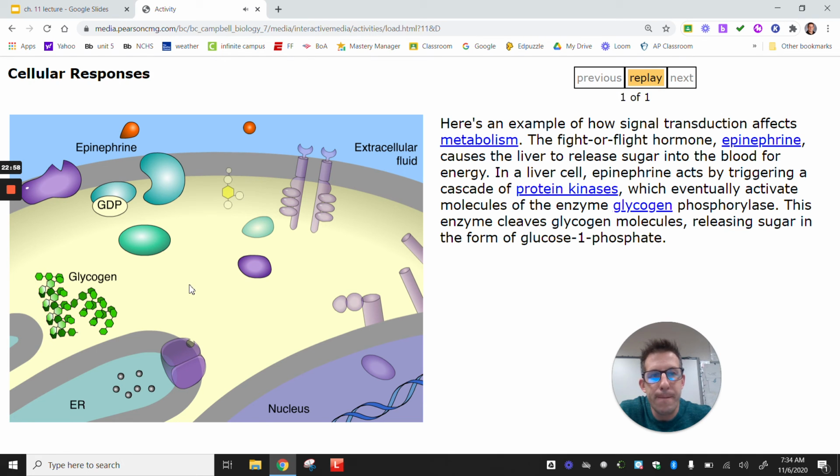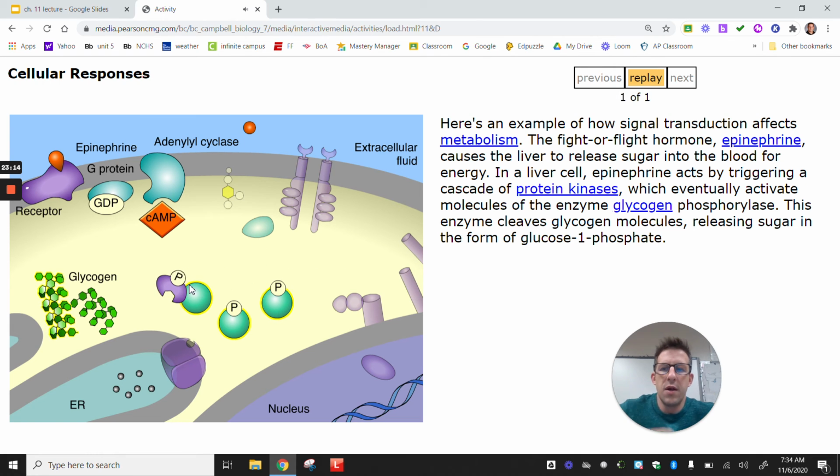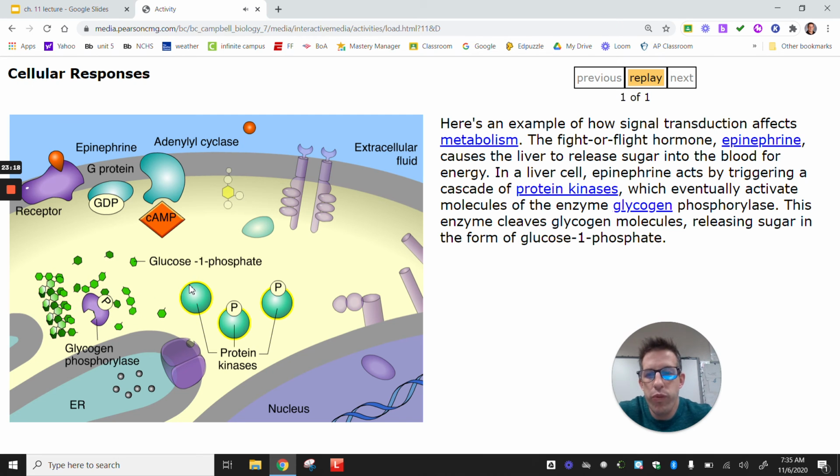Here's an example of how signal transduction affects metabolism. The fight or flight hormone epinephrine causes the liver to release sugar into the blood for energy. In a liver cell, epinephrine acts by triggering a cascade of protein kinases, which eventually activate molecules of the enzyme glycogen phosphorylase. This enzyme cleaves glycogen molecules, releasing sugar in the form of glucose 1-phosphate.